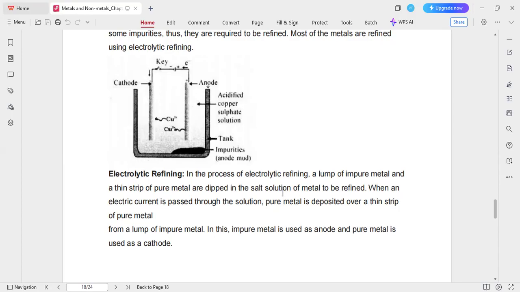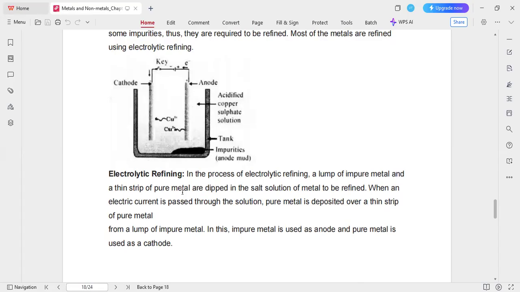At the anode, oxidation takes place. Copper will lose 2 electrons and become copper ion. At the cathode, reduction will happen. Cu2+ ion will gain 2 electrons and become copper, so it will deposit here. Here we are using copper sulfate solution as the electrolyte, and impurities are collected at the bottom as anode mud.